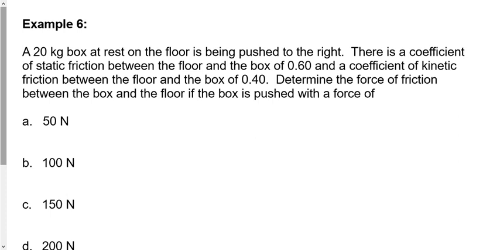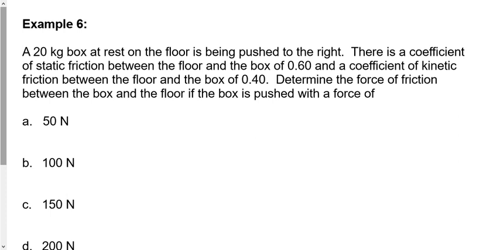Example number 6 in your notes says a 20-kilogram box is at rest on the floor being pushed to the right. There's a coefficient of static friction between the floor and the box of 0.6 and a coefficient of kinetic friction of 0.4. That makes sense. Kinetic friction is going to be smaller. What's the force of friction between the box and the floor if it's pushed with a force of 50, 100, 150, 200? Listen, we don't even know if it moves or not. How do we know what kind of friction it is if we don't know if it moves?